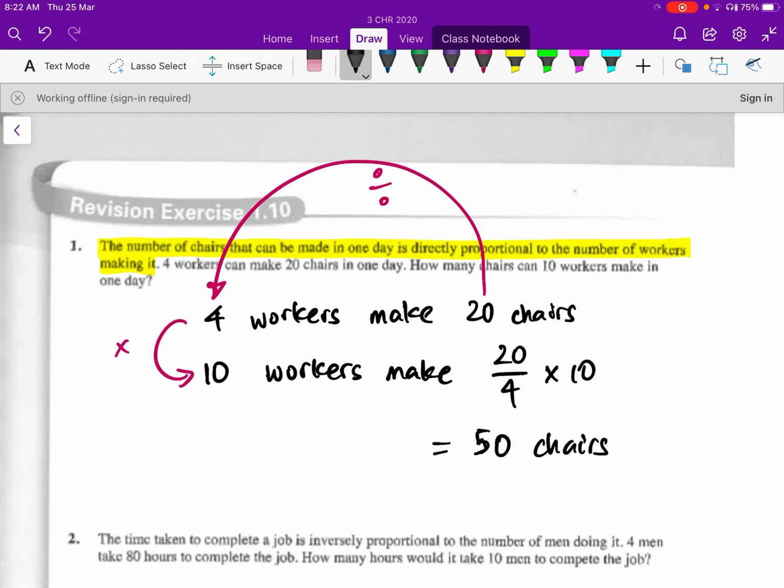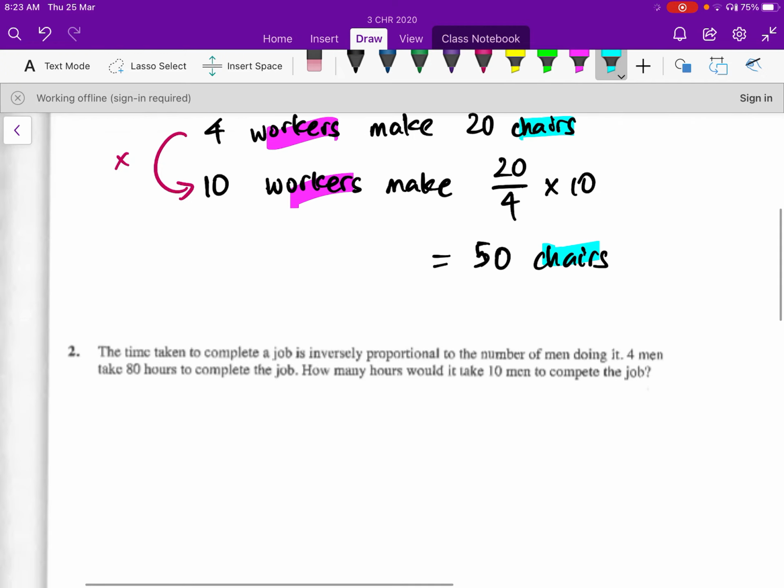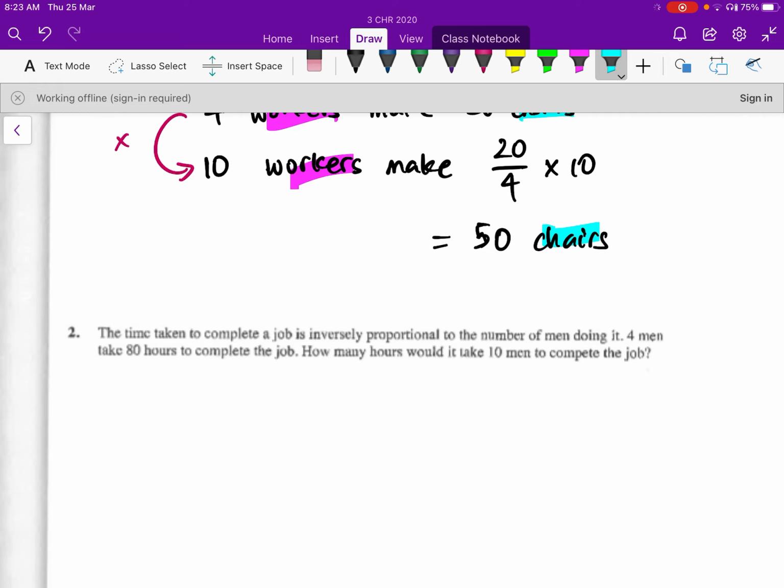Okay? So look, written like this, I don't even need to write statements anymore because it is very clear. 10 workers make 50 chairs. Very short. Very clear. Using the same structure, on the left hand side we have workers and workers. On the right hand side we have chairs and chairs. Okay, now, question 2. Now it is slightly different.